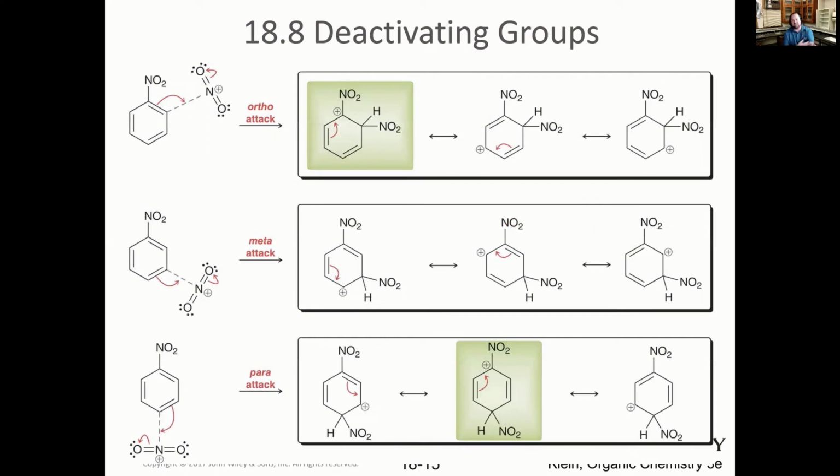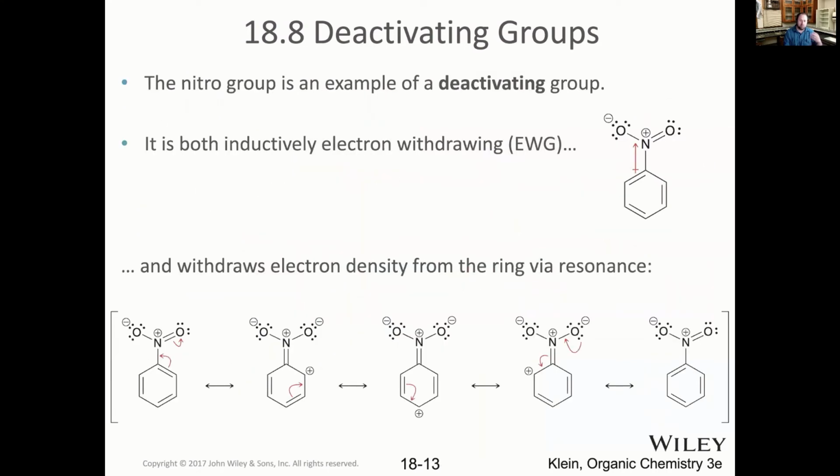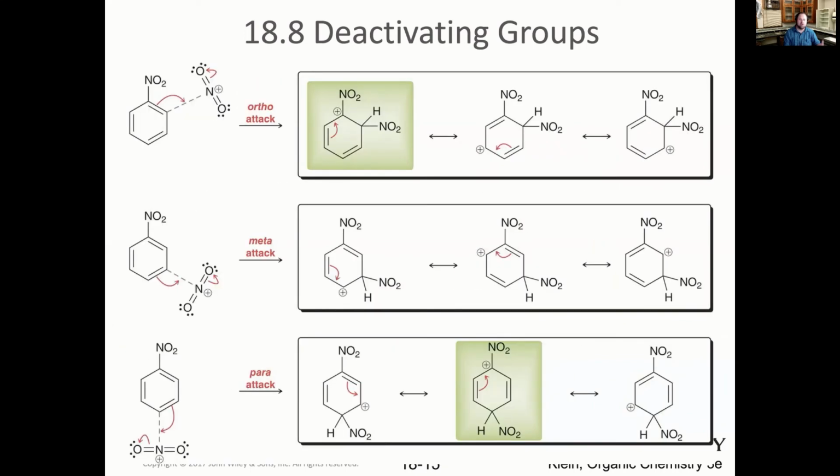So once again, don't get confused, there's so much stuff coming at you. This is just another way to prove it. So you can talk about why it's ortho-para directing and why it's deactivating by looking at the resonance before the reaction begins. But you can also take each scenario, the ortho attack, the meta attack, and the para attack, draw the sigma complex resonances for each of those scenarios, and observe the following.